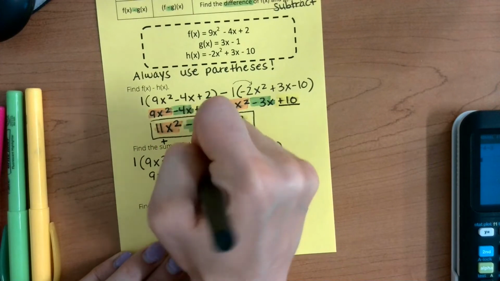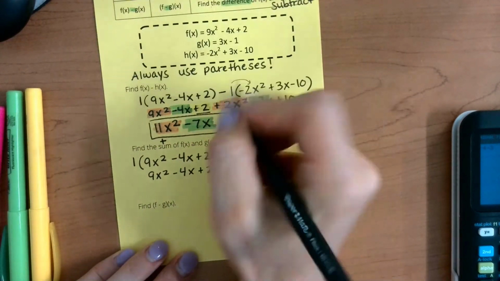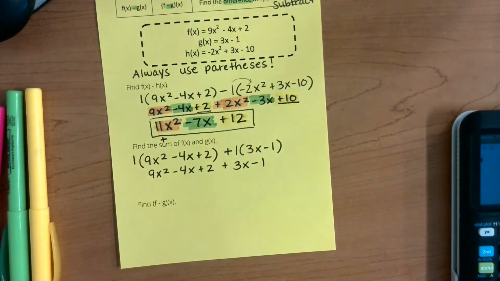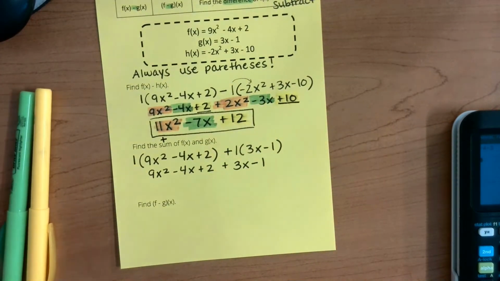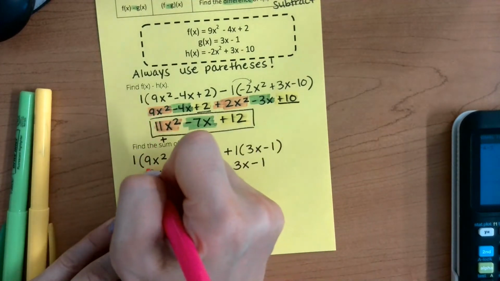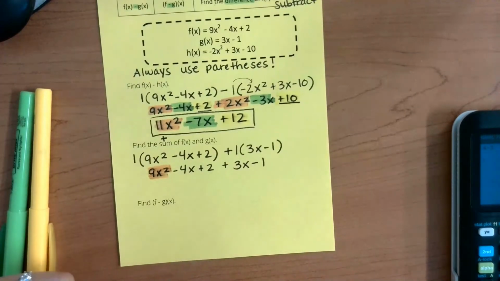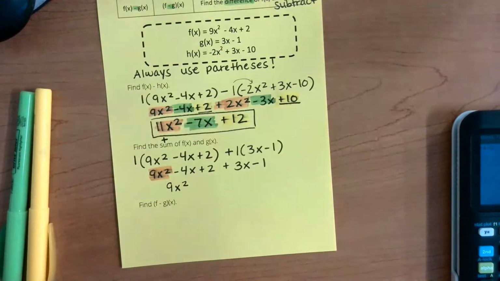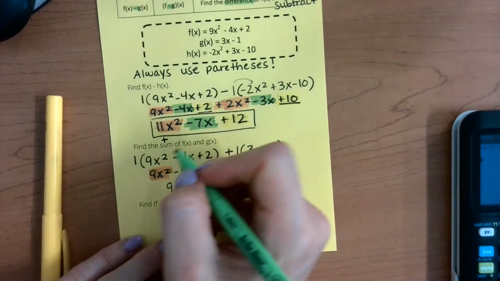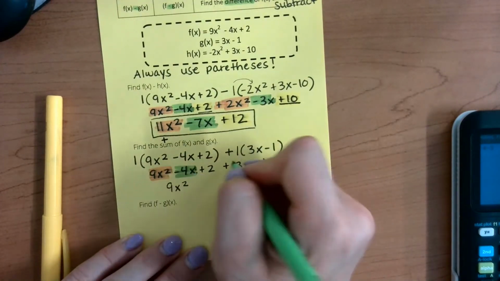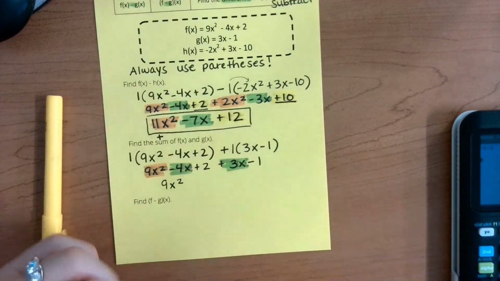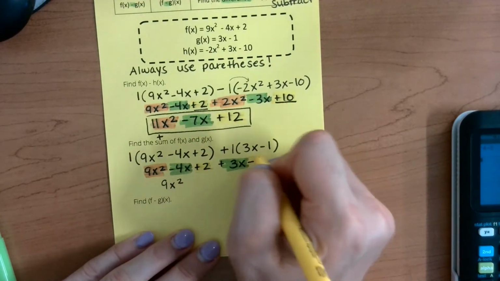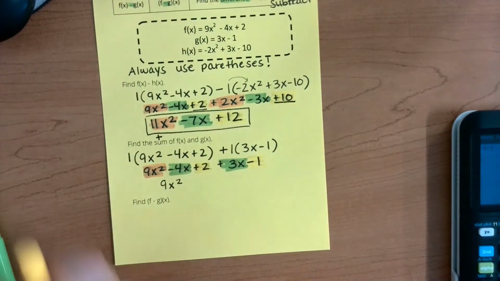It does not change anything inside the parentheses, so I would just rewrite it. So even though sometimes it doesn't change anything, it just helps us to write it with parentheses first, just to make sure. All right, now we can highlight our like terms. So I have 9x squared. I don't see another x squared term, so I can just bring that down. Negative 4x plus 3x. Those are like terms. And then our constants, plus 2 and minus 1.